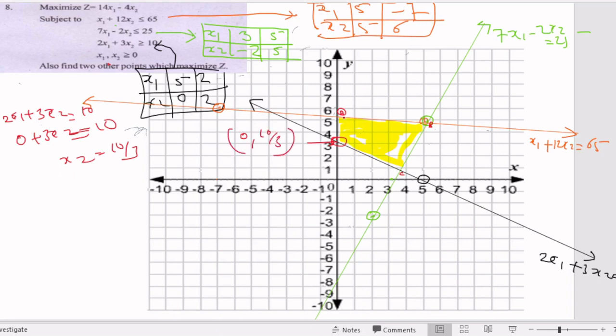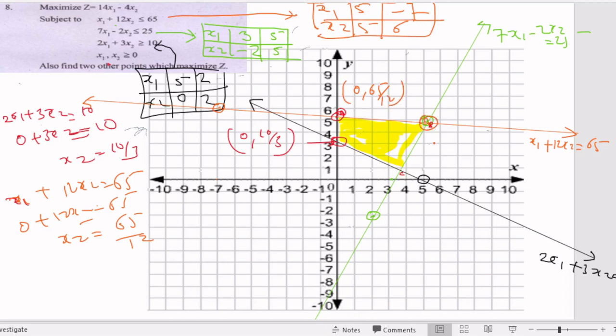Okay. Similarly, to get this point, we need to solve the orange line and the y-axis. The orange line is x1 plus 12x2 is equal to 65. Substitute x1 is equal to 0. 12x2 is equal to 65, x2 will be 65 divided by 12. So you can say that this one will be (0, 65/12).